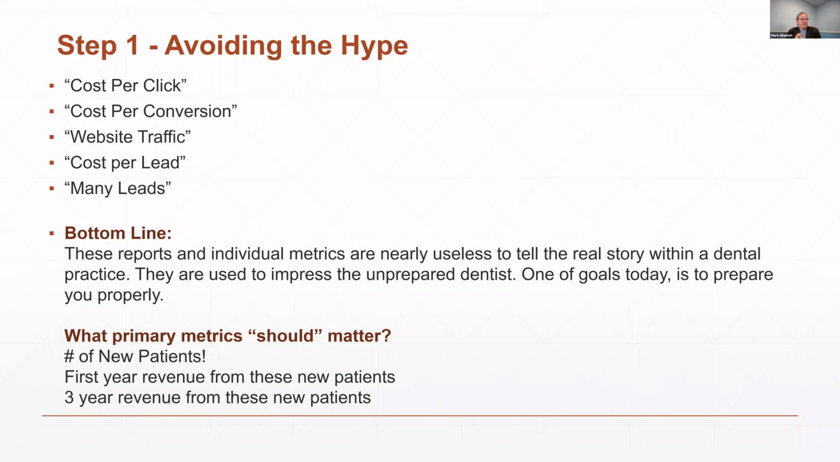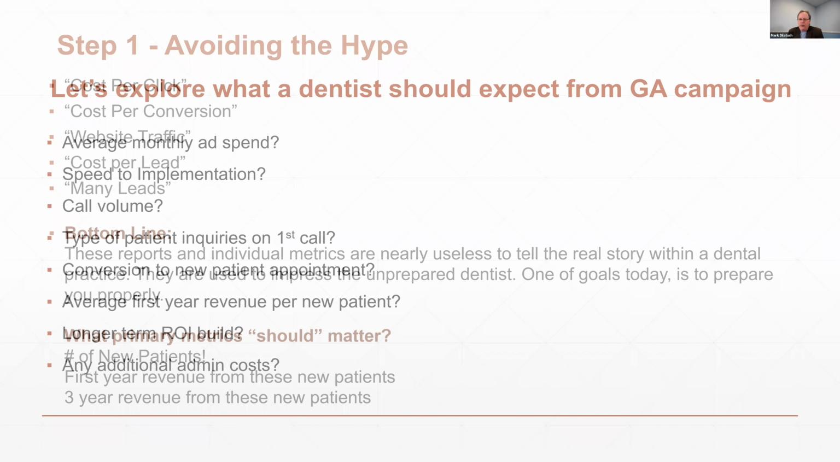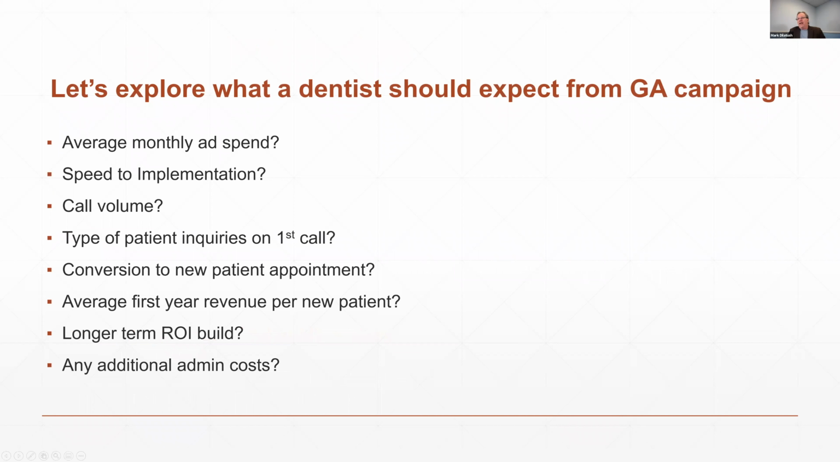So the primary metrics that do matter in digital advertising, specific to Google Ads, are the number of new patients, the first year revenue that came from those new patients, and the 3-year revenue that came from those patients. If you focus your attention there, you'll be far better off in the long run, and you're not going to give Greg Google nearly as much money. So before you create your own ad campaign or pay somebody to do it, I think it's really important for dentists to understand what they should expect out of a Google ad campaign.